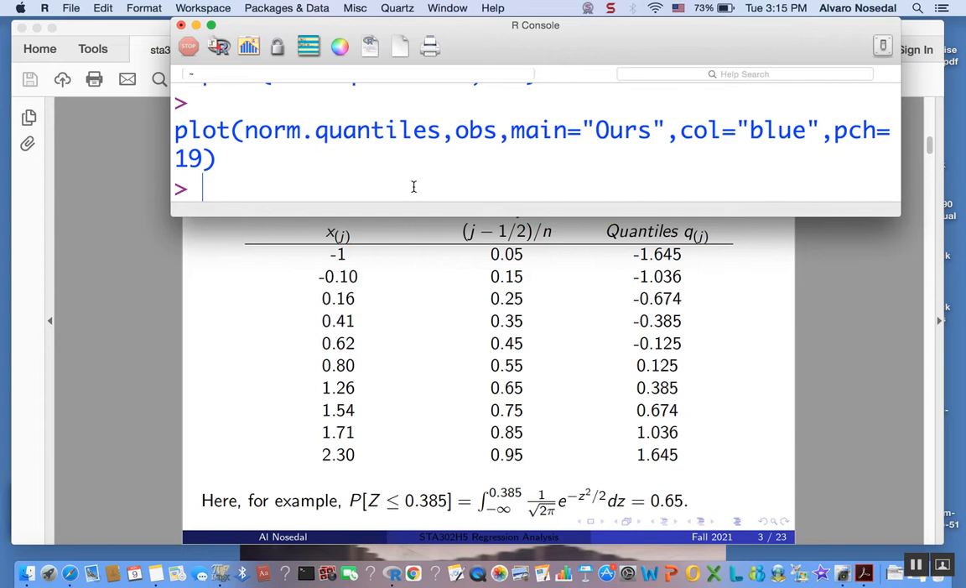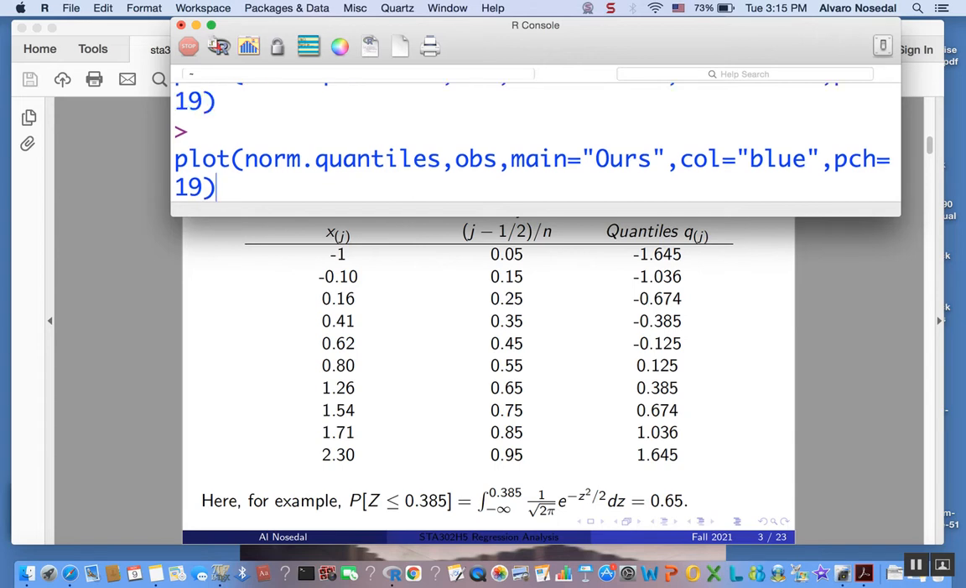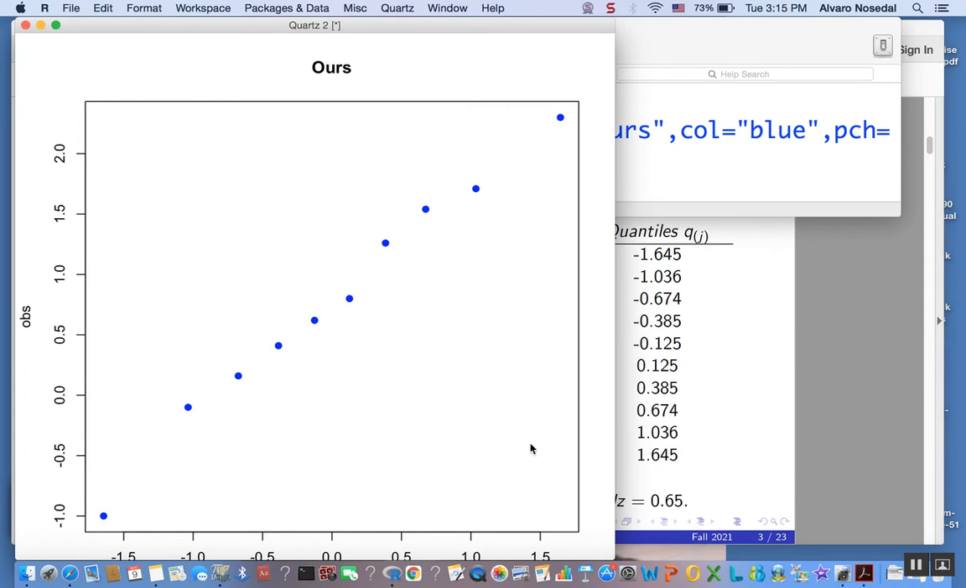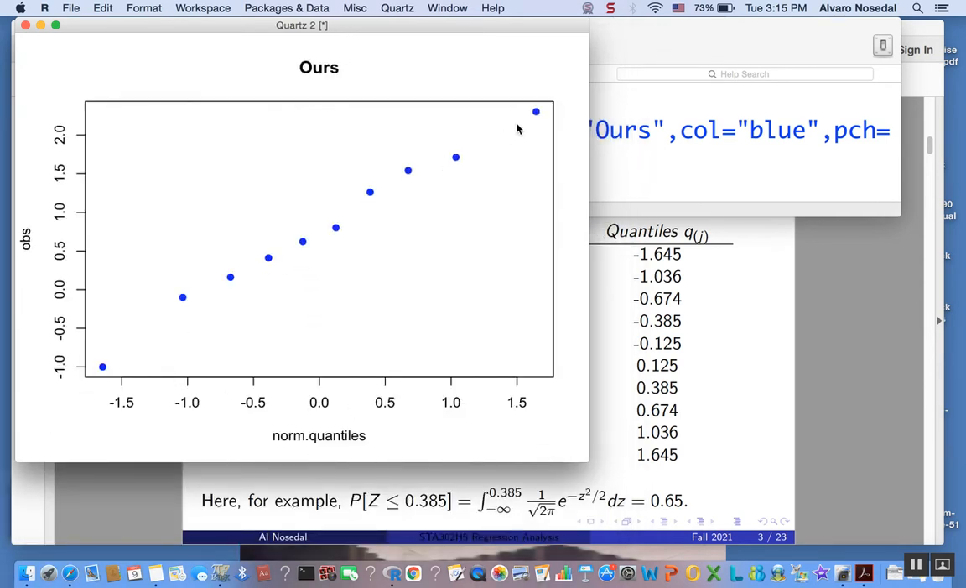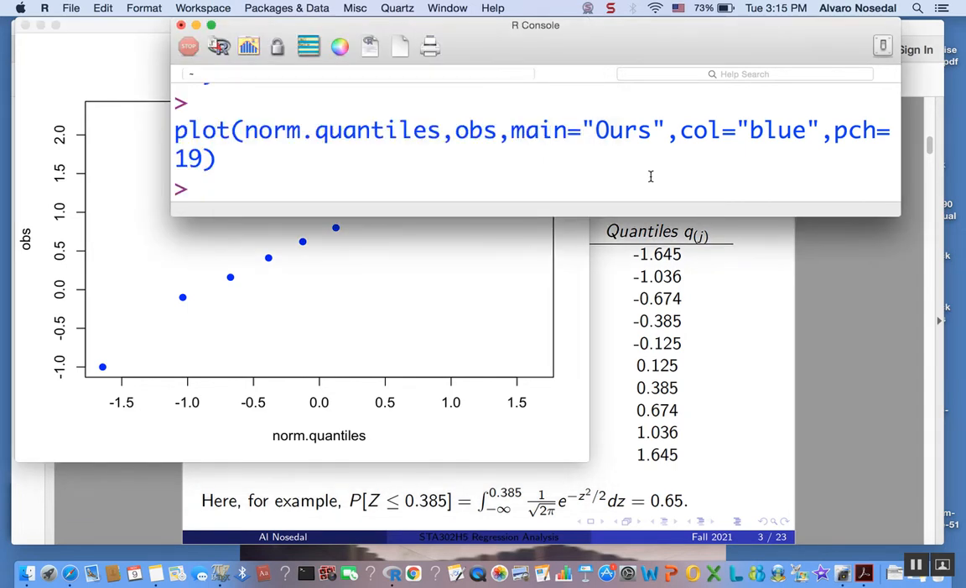Now, let me show you again. This is hours. See what it looks like. So here on the horizontal we have the normal quantiles. Here we have our observations. Now let's do it using R.